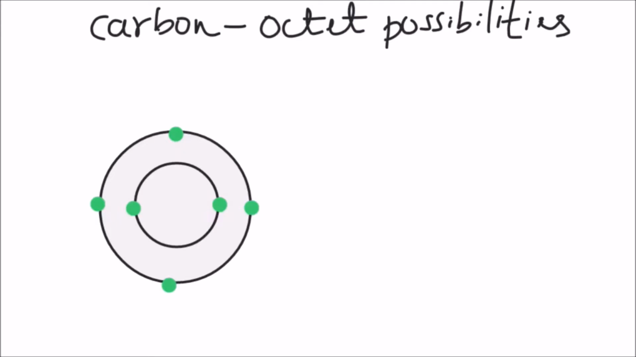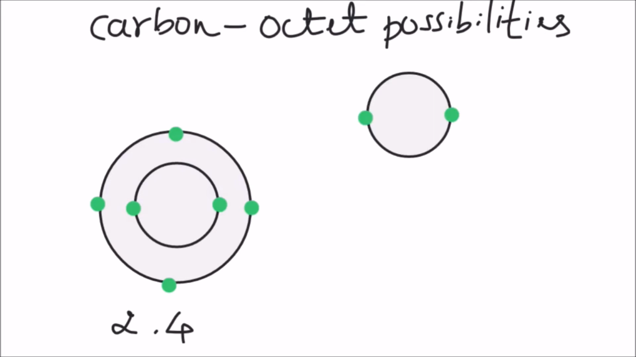This is the electronic configuration of carbon. It has 2 electrons in its K shell and 4 electrons in its L shell. We know that octet state is achieved when the outermost shell is completely filled. So here there are 2 possibilities for carbon to achieve octet state.